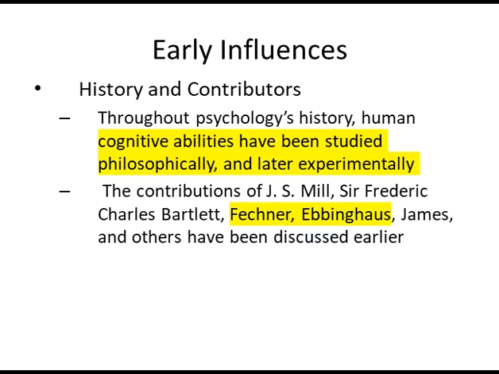So, some of the earlier influences, history and contributions. Throughout psychology's history, human cognitive abilities have been studied philosophically and later experimentally. The contributions of J.S. Mill, Frederic Charles Bartlett, and Fechner, Ebbinghaus, James and others have been discussed in this course, and they really show that we have always had some interest in our cognitive capabilities.